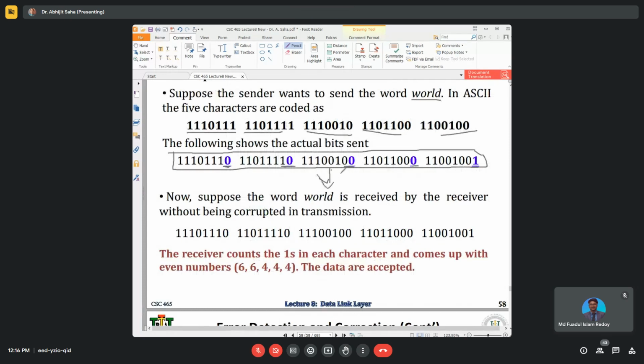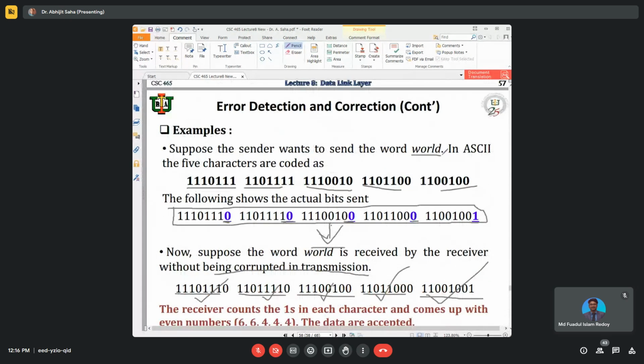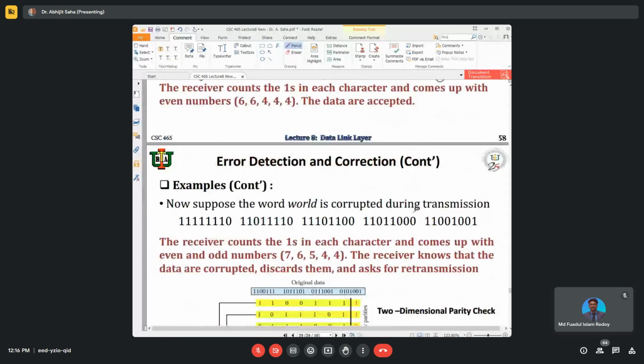So this is the encoded data that is going to be sent to the receiver. After being received by the receiver without being corrupted in transmission, you can now check that there are 6 ones. So even parity is correct, 6 ones correct, and you have the 4 ones correct on the receiver side. The receiver node checks this, 4 ones correct, and that means the parity bits are removed, and finally it gets the original message, the word, on the receiver side.